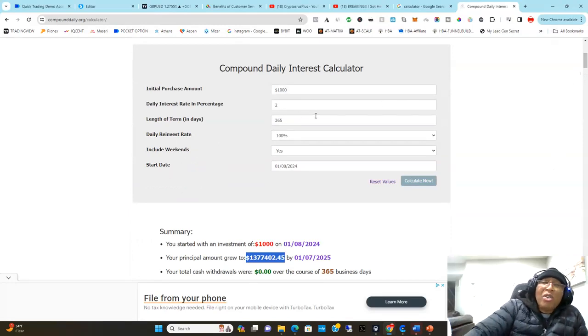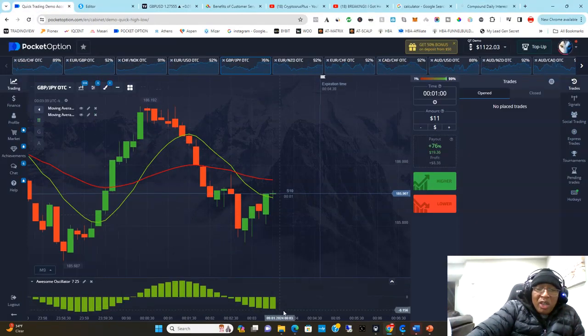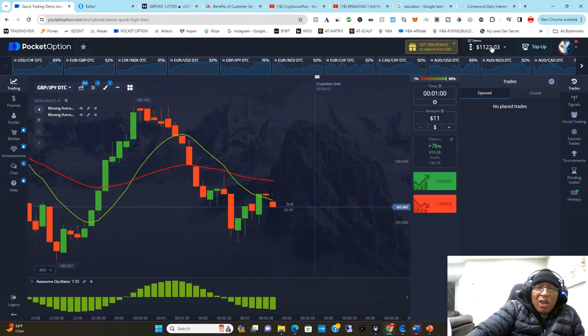You grow your account by 2% every day, trading for just maybe 1 hour max. So after work, after your 9 to 5, you come home or wherever you are, in the library or in a Starbucks, you log onto your computer or on your phone for 1 hour. You assess the market, follow this simple strategy, and you grow your account by 2%.